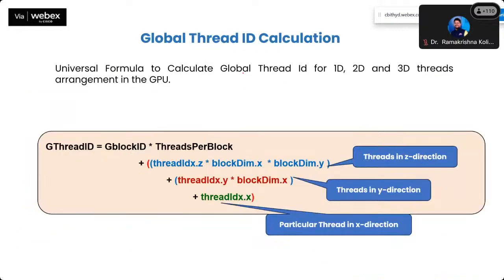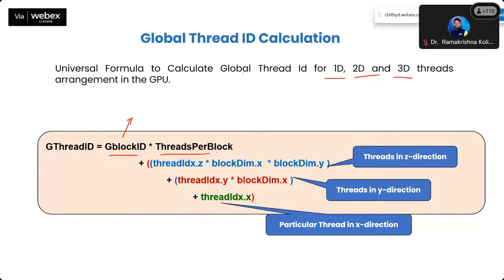How can you calculate the global thread ID? One option, I will leave to you, is a universal formula to calculate the global thread ID. It supports 1D, 2D and 3D. So here you can see that to calculate the global thread ID, you have to calculate the global block ID first. I am leaving this calculation to the participants so that they can understand how it is calculated, but I am giving the hint here.